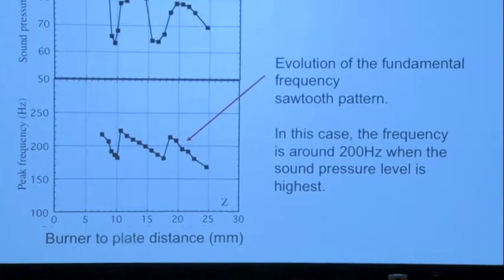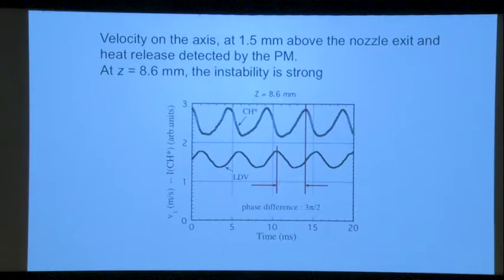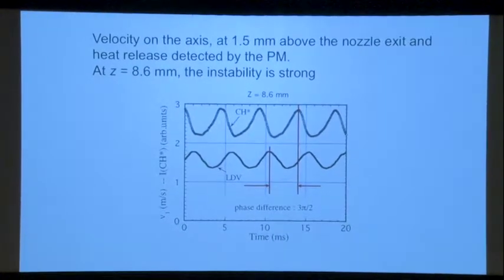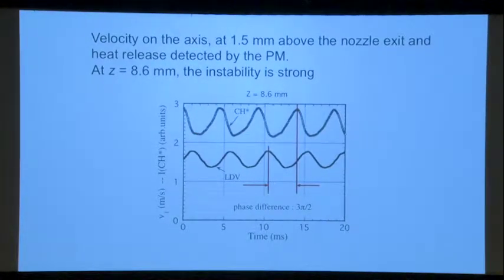But let's look at this one. Now, if you look at the CH star emission, it looks like that. And the LDV signal is here. So this is the velocity at the burner exhaust. And you have a phase difference of about 3 pi by 2, which comes out in here. You can actually measure that just directly from the signals, or you can use the power spectral density and you get the phase directly from the cross power spectral density.